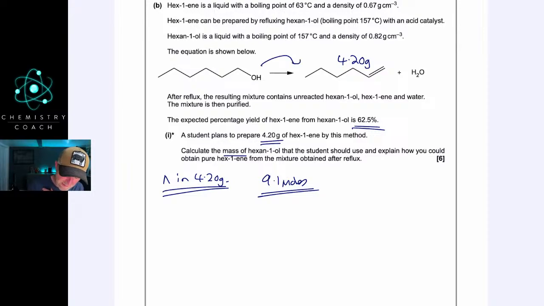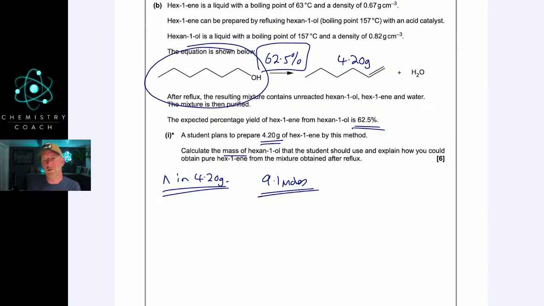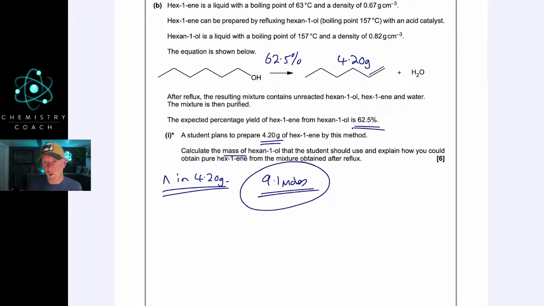Now this is a 62.5% yield. Okay. That means that if I put 100 moles of alcohol in, I'm only going to get 62.5 moles of product out. That's what that means. So what you need to figure out is 9.1 is 62.5% of what? Okay, 9.1 is 62.5% of what? And that's how we work backwards here, okay?